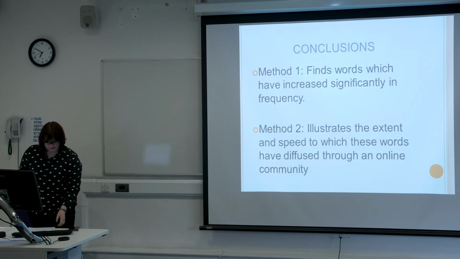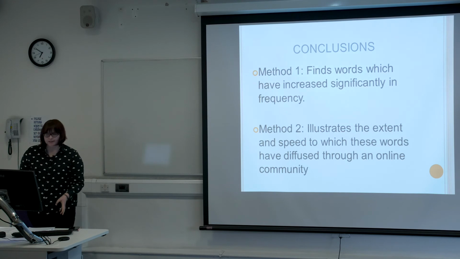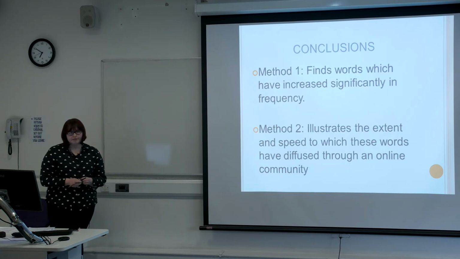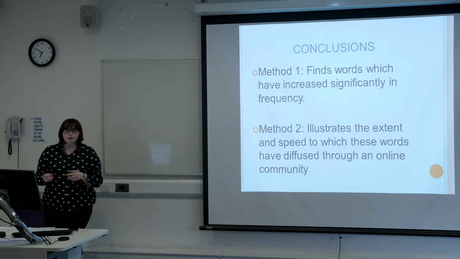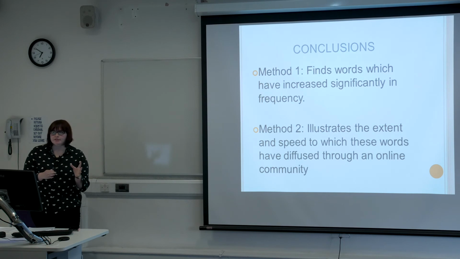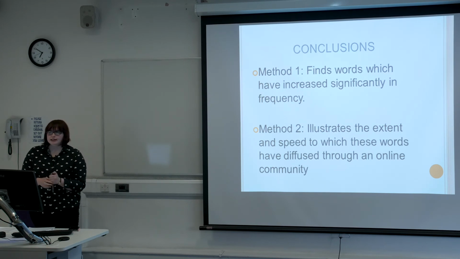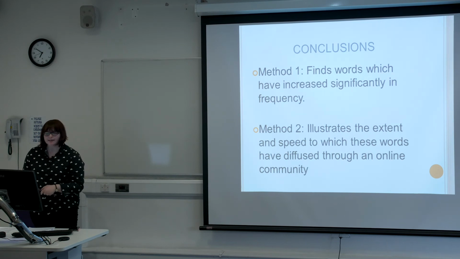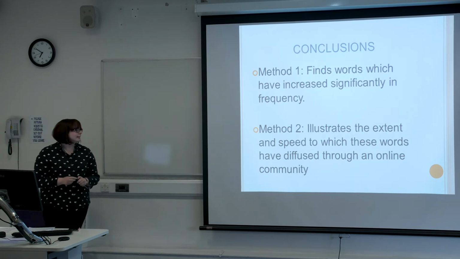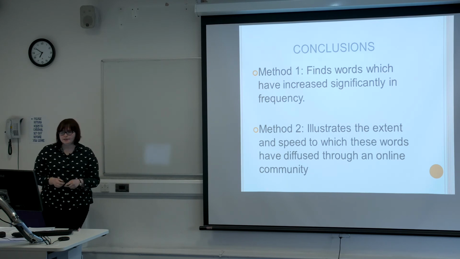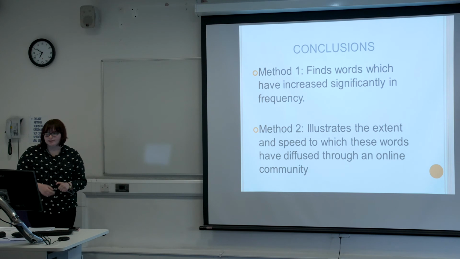So to conclude then, today I've presented 2 methods. The first identifies words which have increased significantly in frequency, and you could also modify this method and look at, for instance, the words which have decreased in frequency if your interest was looking at topics, themes that are fading throughout a community. And the second illustrates the speed and the extent to which these new words are diffusing or failing to diffuse into the vocabularies of community members.